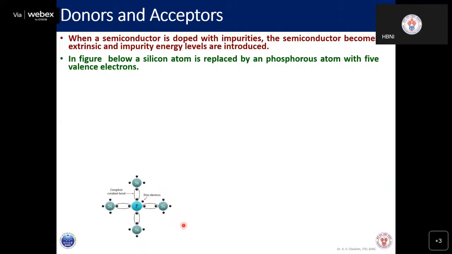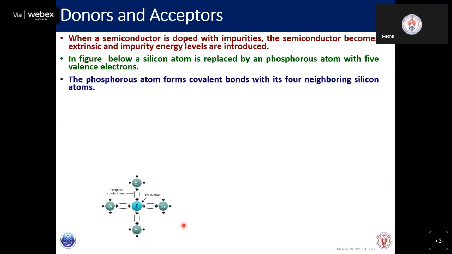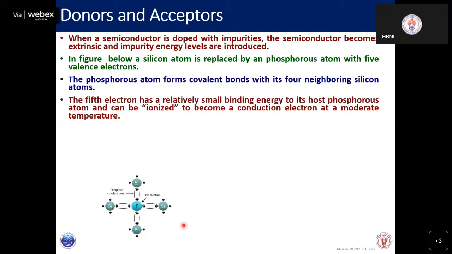Now when you are doping by a certain process, this phosphorus should be throughout the crystal, it should be uniformly distributed. It's not like the phosphorus which you have added is segregated in one part and the other part is having pure form. Then it will not be a proper extrinsic semiconductor. So this I already explained. So the 5th electron, which has a relatively small binding energy to the host phosphorus, can now be ionized to become a conduction electron at moderate temperature.